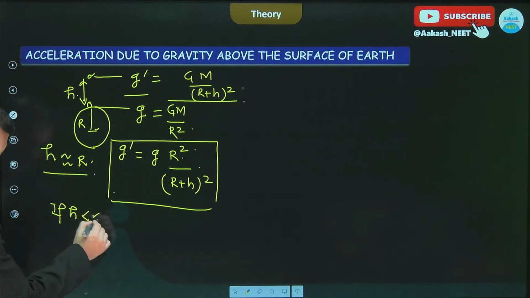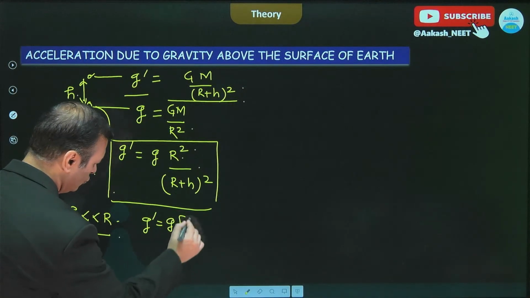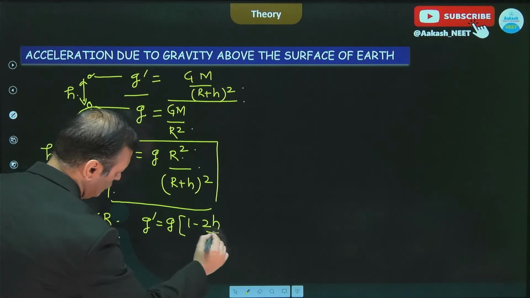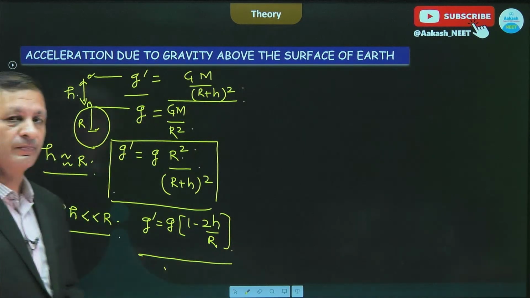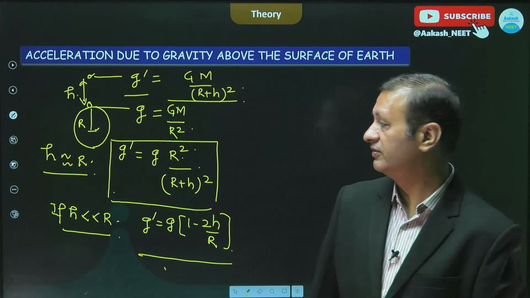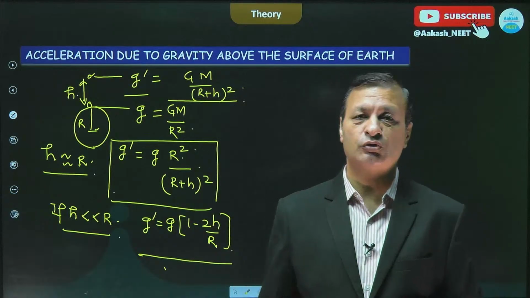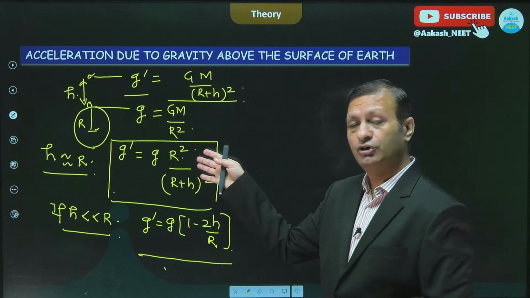But if h is very, very small as compared to r, then this same expression will get reduced to this expression. So this is the characteristic, or this is the difference. You have to note it down very particularly. So now you have two expressions, two values.